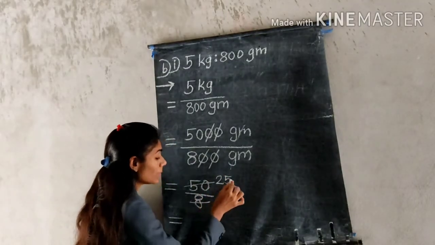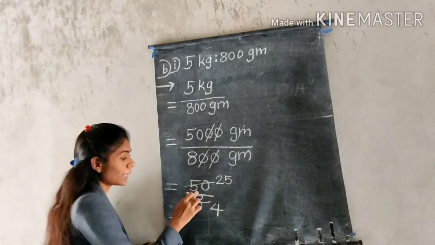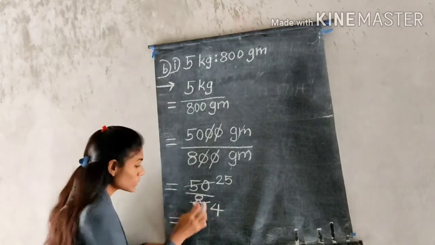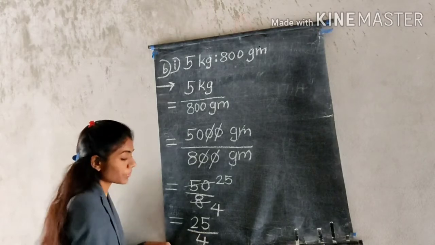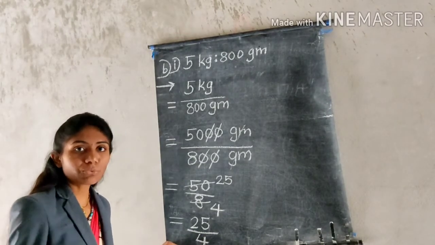Here we will get 2 4s are 8. So 25 into 2 equals to 50. 4 into 2 equals to 8. So our answer will come 25 upon 4. The simplest form of given ratio is 25 upon 4.